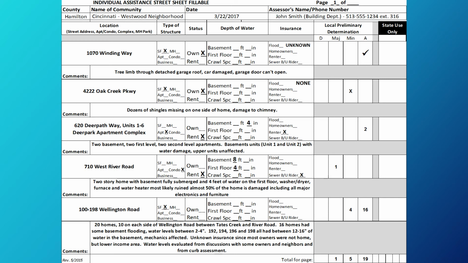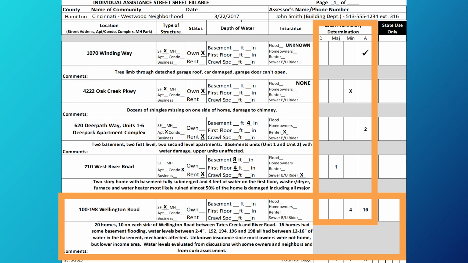Looking at this completed street sheet, you will notice that all applicable sections are filled, including all comment sections. You will also see that it does not matter whether you mark your determination with an X, check mark, or number. For locations where you are including multiple structures on the same street with similar damage in one evaluation, be sure to include all addresses and specify the number of homes in each category.